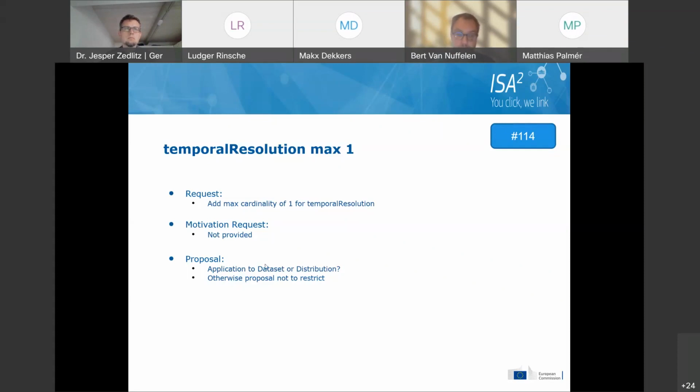Okay, move on. That's just a note on that. Spatial resolution, exactly the same request. It was actually the same topic, the same issue. Same question. So would that be the same reasoning and the same application for it? Okay. That seems to be support for it.